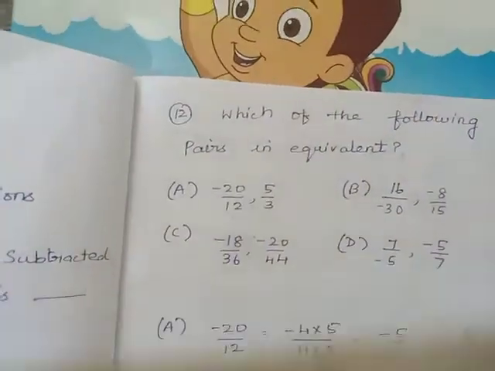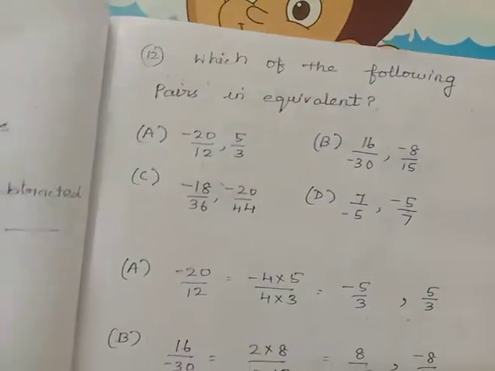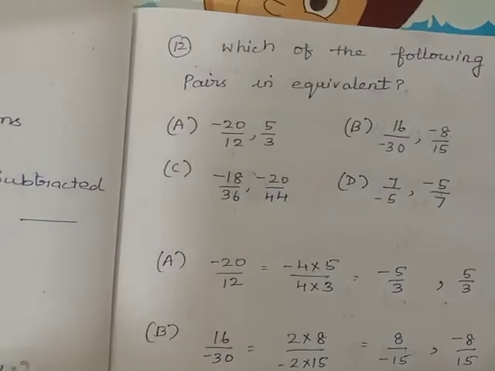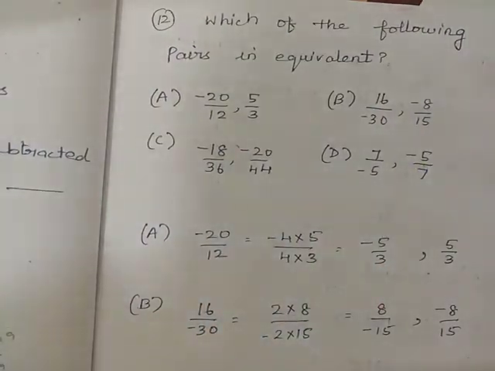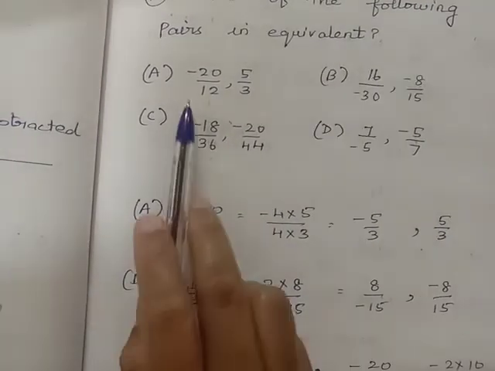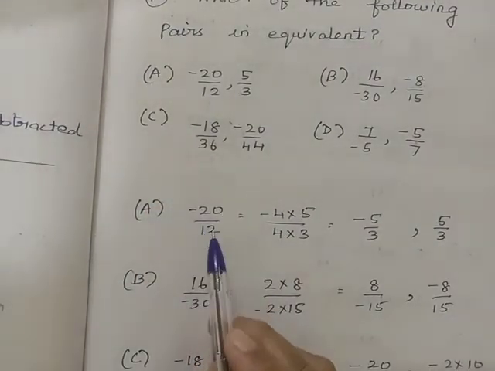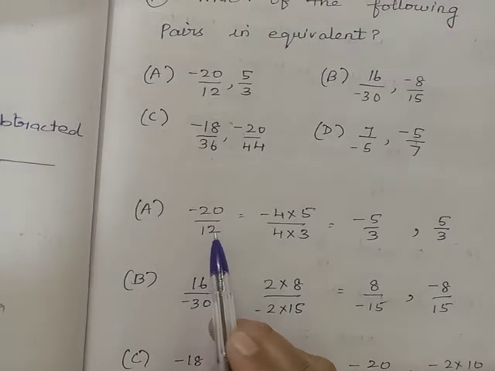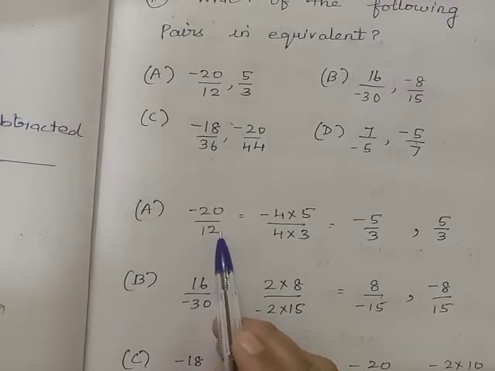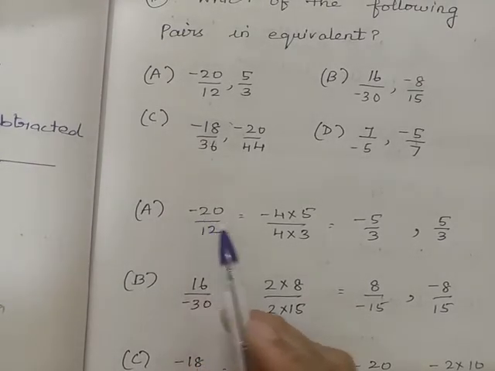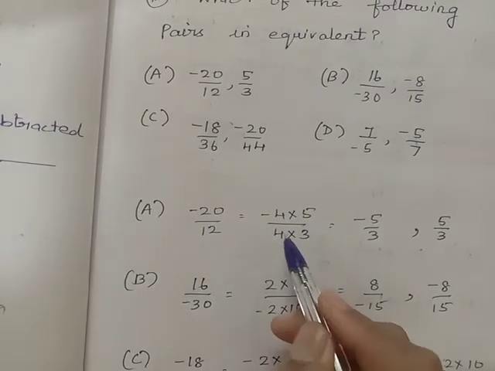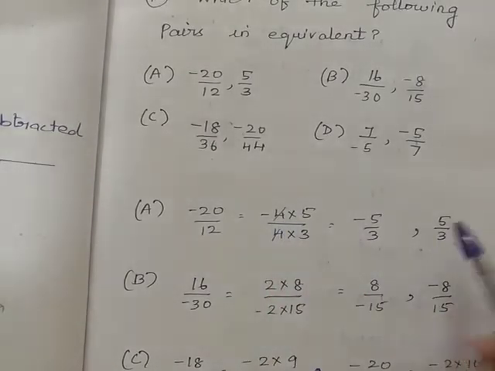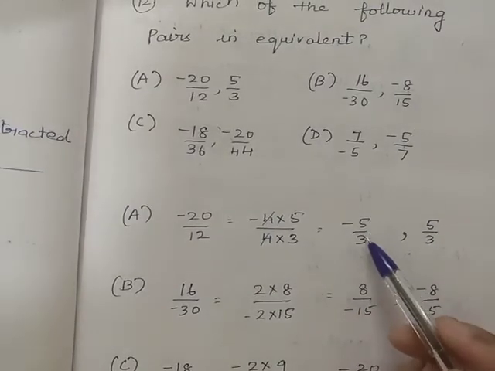Which of the following pairs are equivalent? So, 4 questions are given. We have to find which is equivalent to another. Your first question, minus 20 by 12. We'll write this in standard form to find whether they are equal. So, minus 20 can be written as minus 4 into 5. 12 can be written as 4 into 3. So, 4 gets cancelled. Your answer is minus 5 by 3.